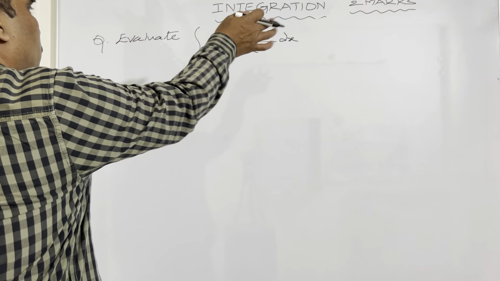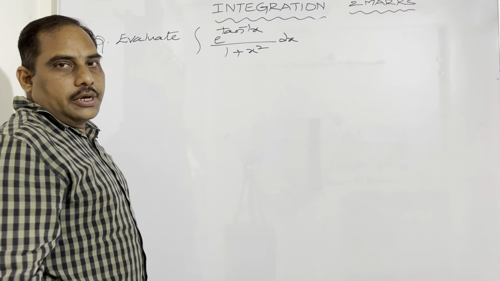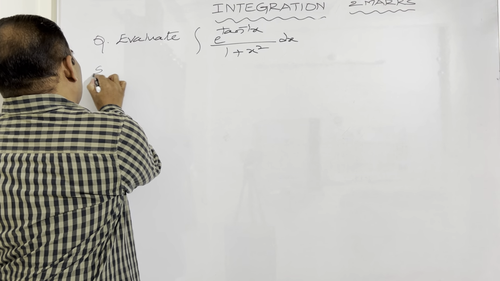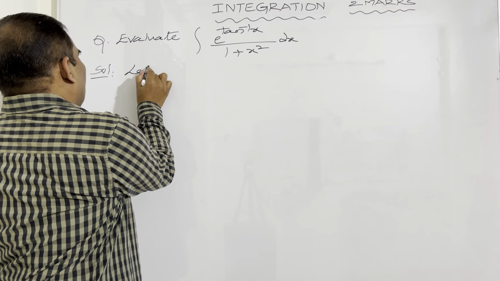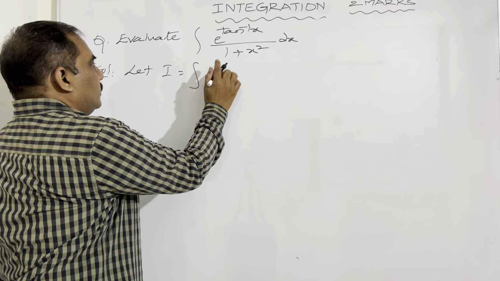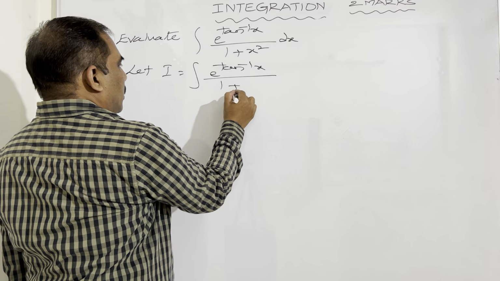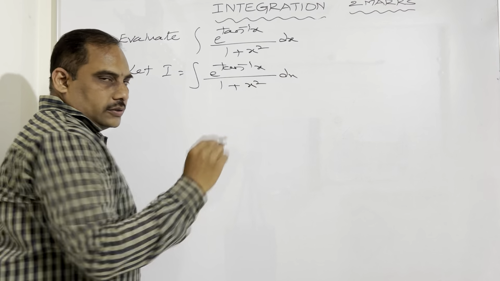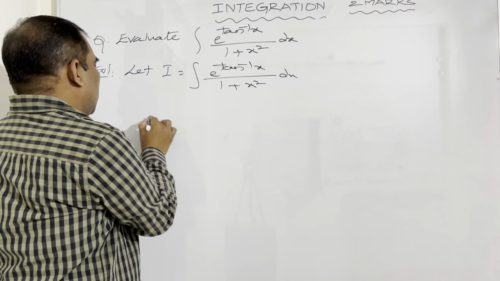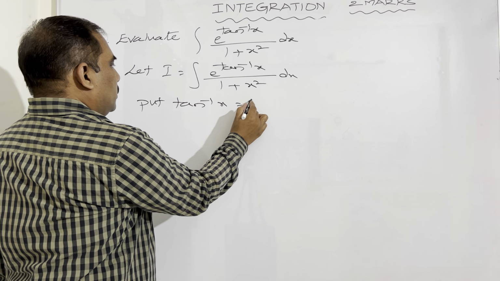So in this video we are going to discuss integration, 2 marks. Question: evaluate integral e power tan inverse x by 1 plus x square dx. So to find the integral of this function, let I is equal to integral e power tan inverse x whole divided by 1 plus x square dx. By using the substitution method, we can find the integral of this function. So put tan inverse x is equal to t.